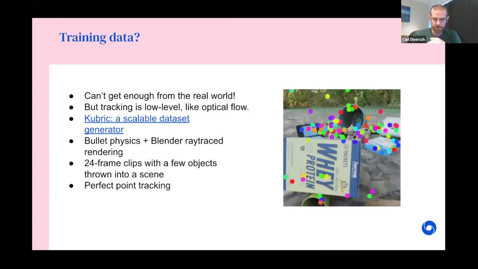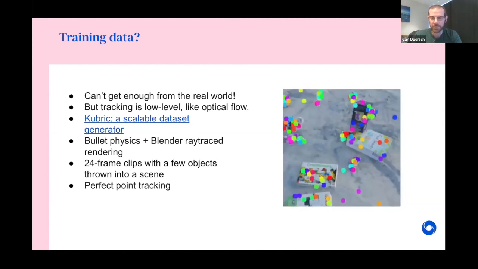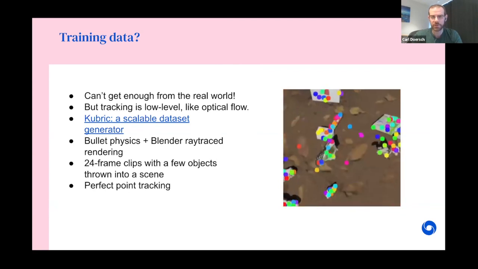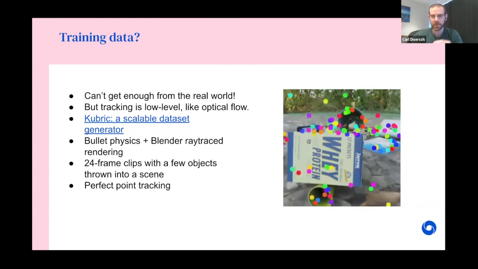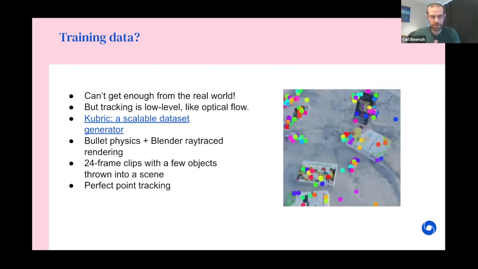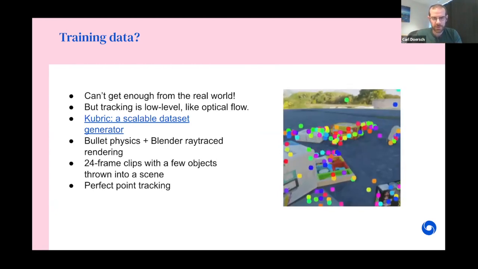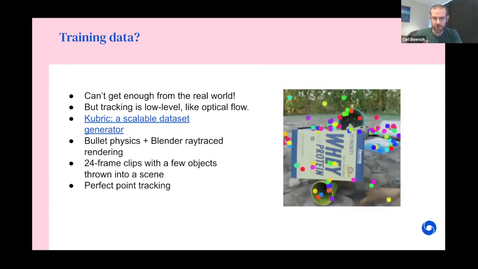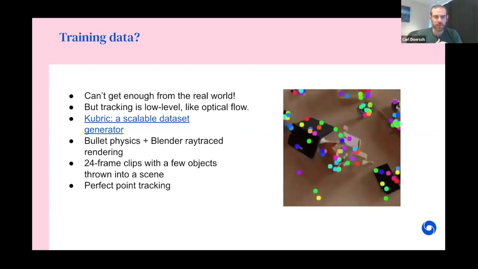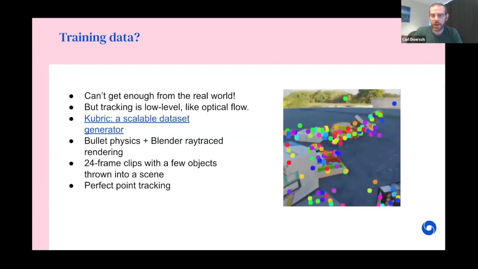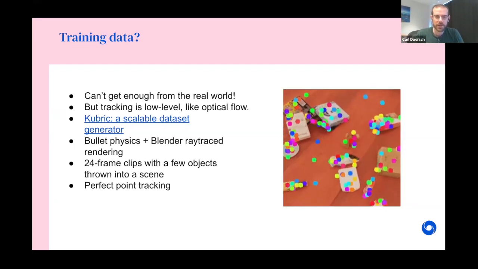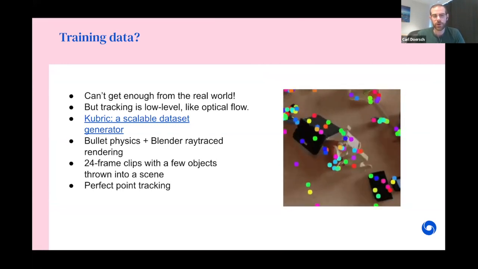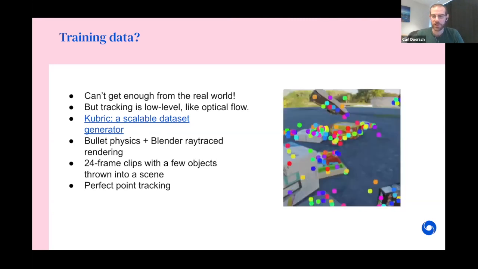We use the Kubric dataset, which is a recent dataset produced by Google. It uses Bullet physics plus Blender ray traced rendering to get very high quality renderings and reasonably good physics. It contains 24 frame clips with a few objects thrown into a scene. So these are all rigid objects, which is a bit of an out of domain thing. But it also gives us perfect point tracking to a much greater extent than we could expect from human annotators.